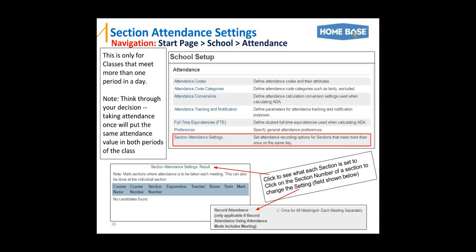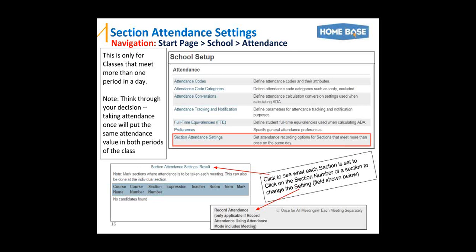This is not used all that often, but the Start School attendance page has an option that says Section Attendance Settings. And this is only for classes that meet more than one period in a day. So if you have a double period class, think through this decision. If you want to take attendance for one of the periods and have it automatically count for the second period, then you will set this up.